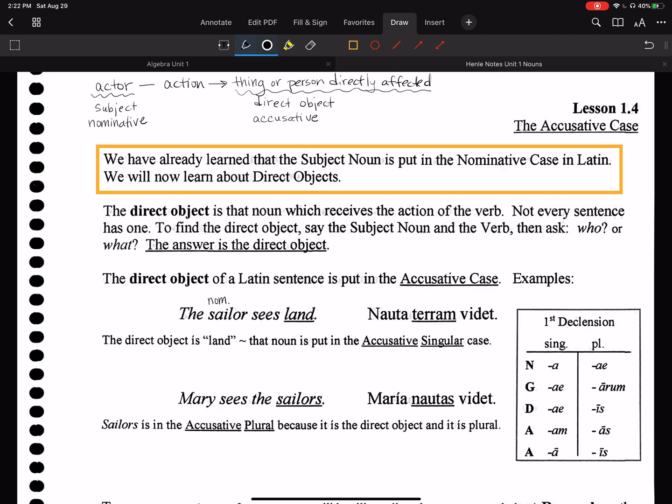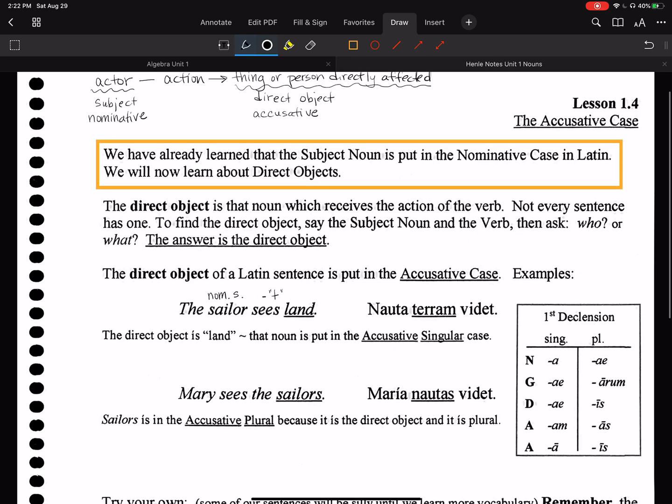I'll use some abbreviations here because I don't have a lot of space. Singular, because there's one sailor. What does he do? What's the action? He sees. So it's a he, which means it has to be the third person singular ending, the one with the T on the end. So I'm going to go T, like that. And then land, we said that's the direct object. That's the thing that he is directly affecting with his seeing. It's like he's shooting little arrows out his eyes and it's hitting the land out in front.